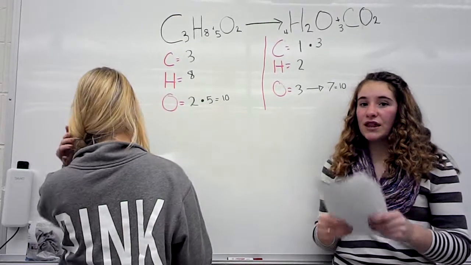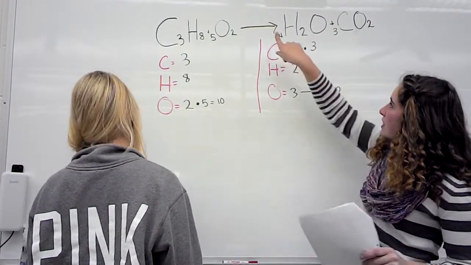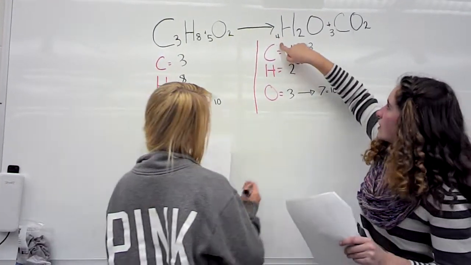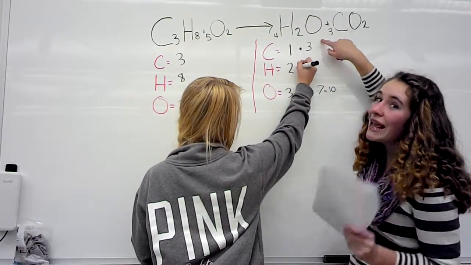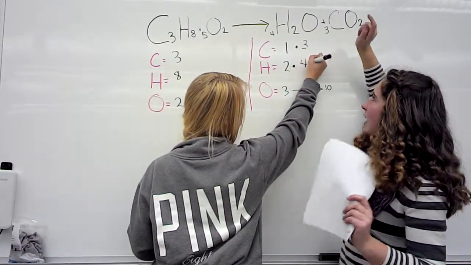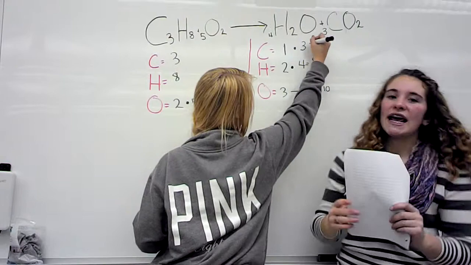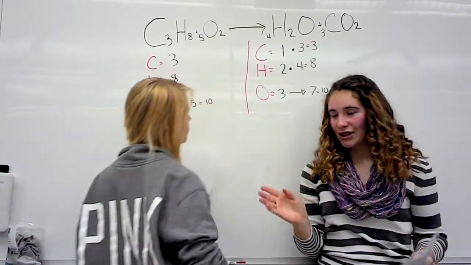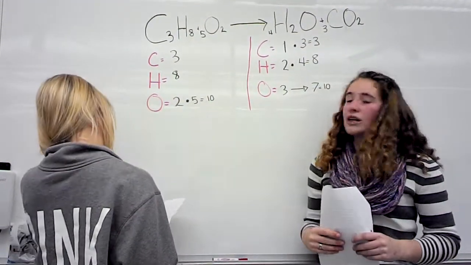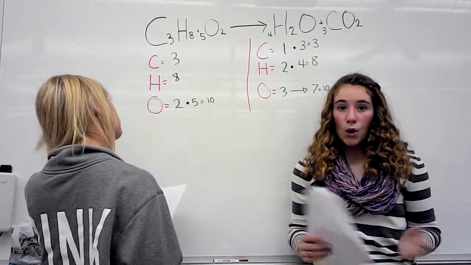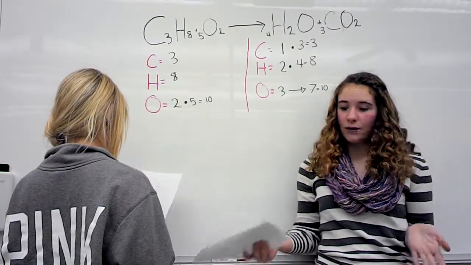Then, for the 5th and final step, this 4 coefficient didn't just affect oxygen, it also affected hydrogen and made the hydrogen 8, which is equal to the other side. Now that our equation is balanced out, we have just balanced a chemical equation.